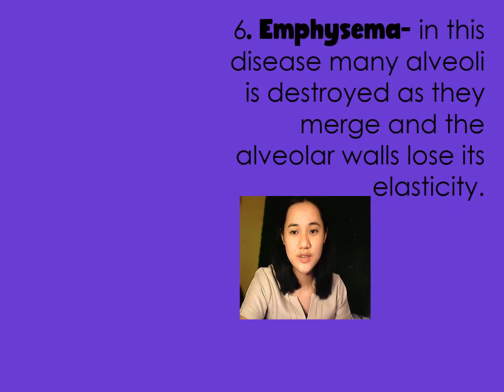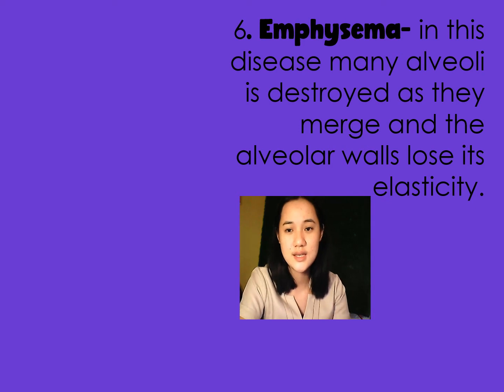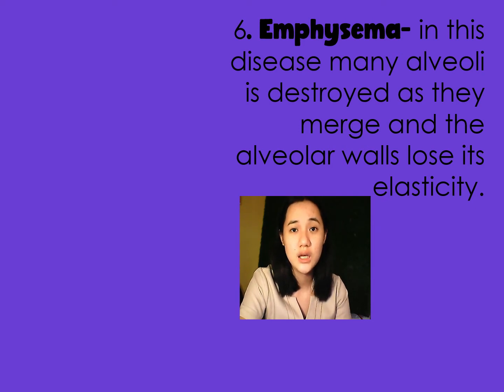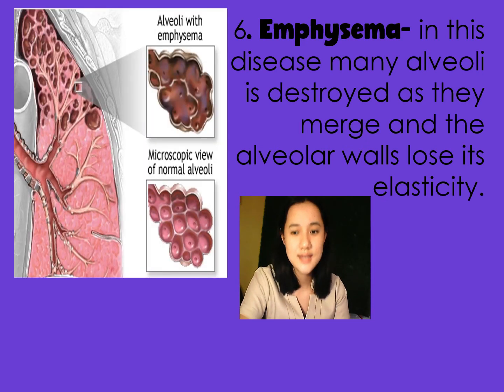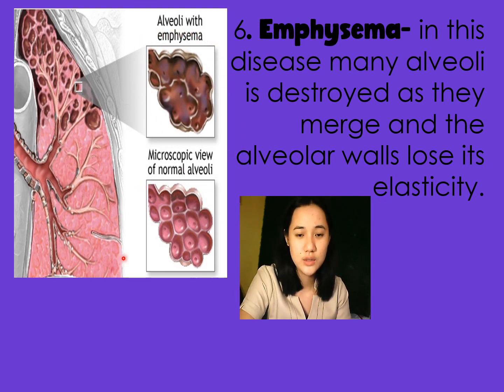Last one is emphysema. In this disease, many alveoli are destroyed as they merge and the alveolar walls lose their elasticity. The part of the lungs that is being affected when a person has an emphysema is the alveoli or the alveolus. What happens is, take a look at this picture. This one, ito yung may emphysema, ito yung alveoli niya or alveolus. And ito naman yung sa normal. Okay, anong pagkakaiba nila?